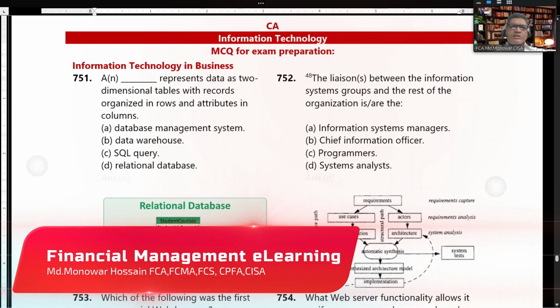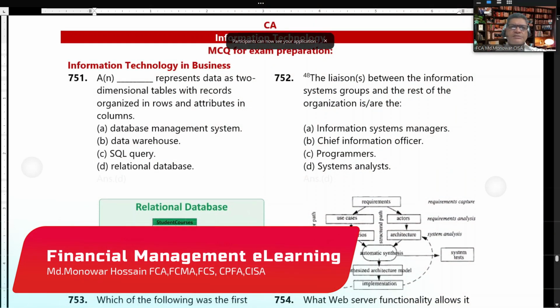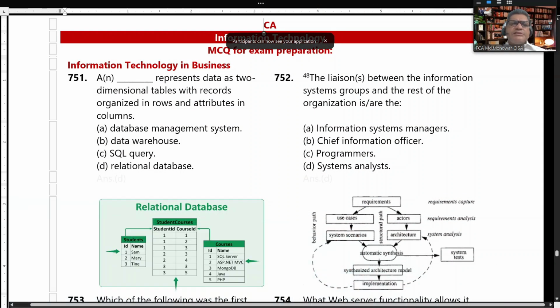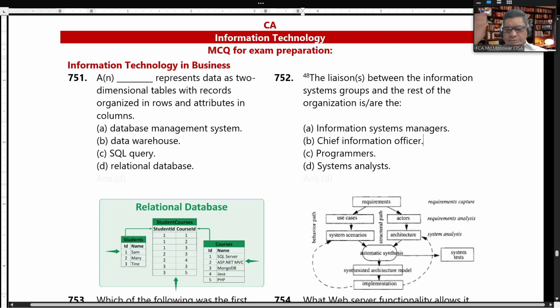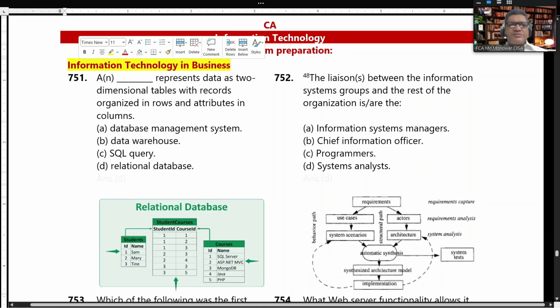So this is the continuation of my previous class. Last time, we saw up to 750 MCQs from the information technology CA certificate level, and today we will complete 50 more MCQs. It will help us prepare for our next exam.